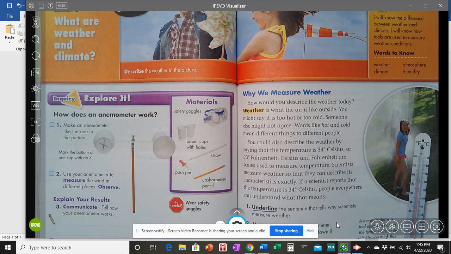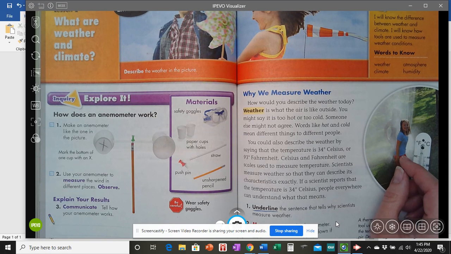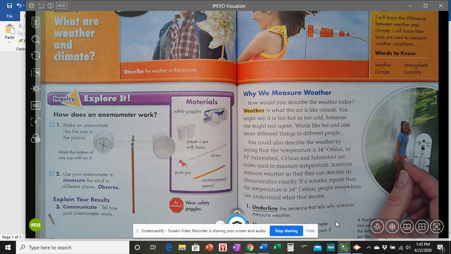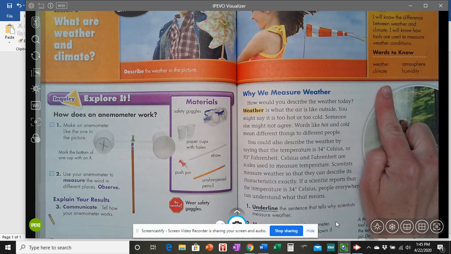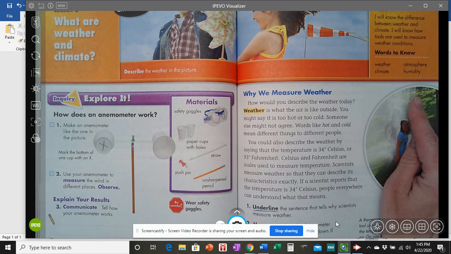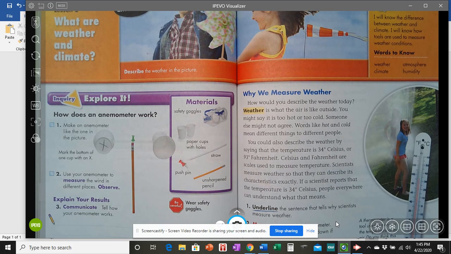What are weather and climate? Here is a picture of an anemometer. It is what is used to measure wind, and the cups on the pencil would spin as the wind blows them. I will know the difference between weather and climate. I will know how tools are used to measure weather conditions. Words to know: weather, climate, atmosphere and humidity.